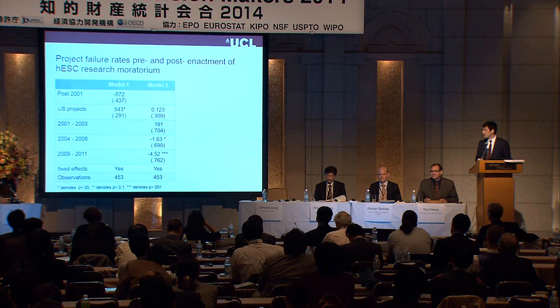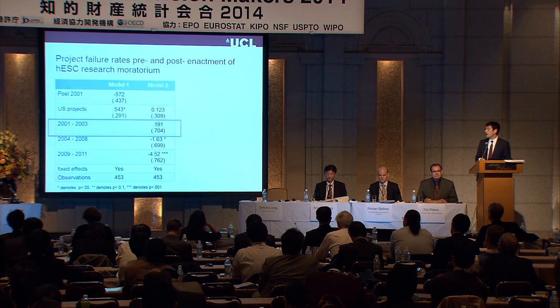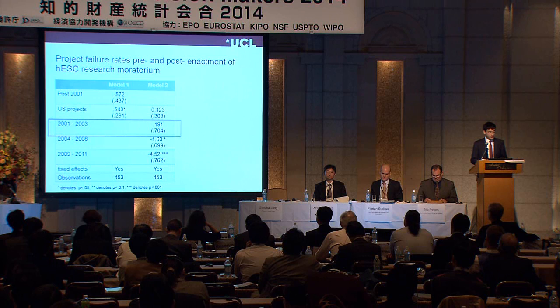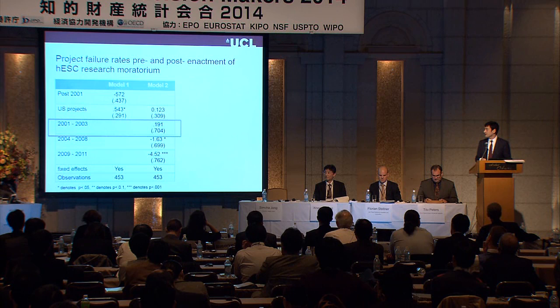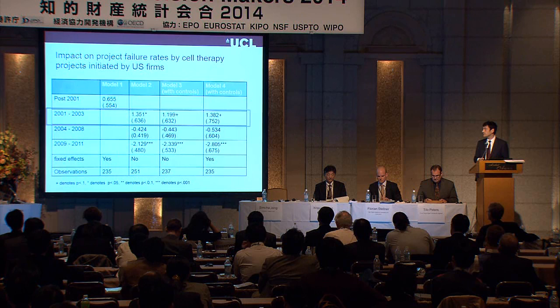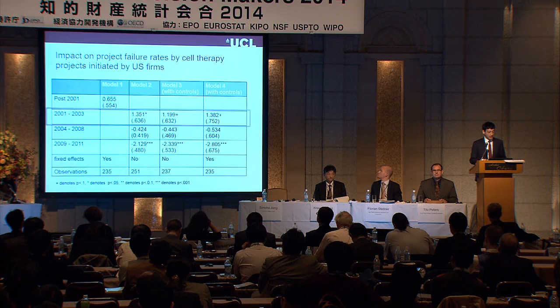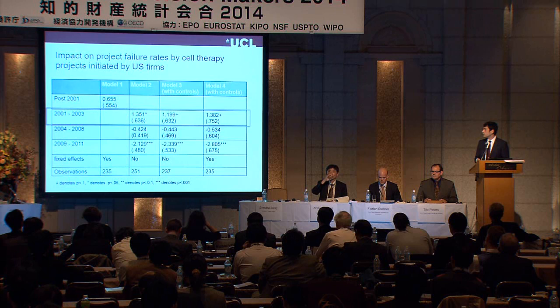So what we find looking at the global cell therapy field is that we do not find a significant impact during the period immediately following the enactment of the funding moratorium, looking at the entire global cell therapy industry. However, if we divide up the sample into a US and a non-US sample, we do find for US projects a significant increase in failure rates during the period immediately following the funding moratorium, where models 2, 3 and 4 include various controls, and model 4 includes controls for fixed effects as well.